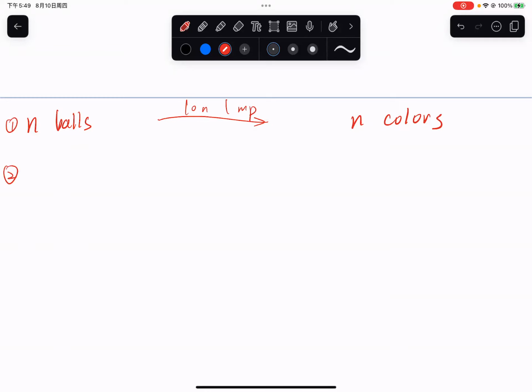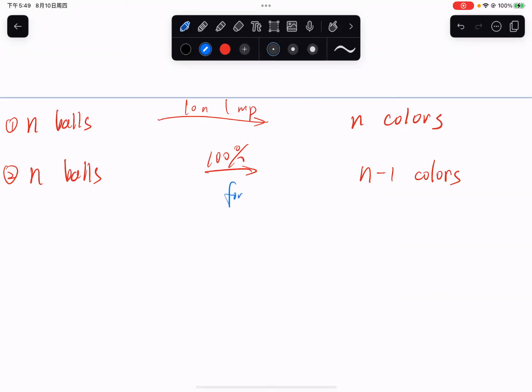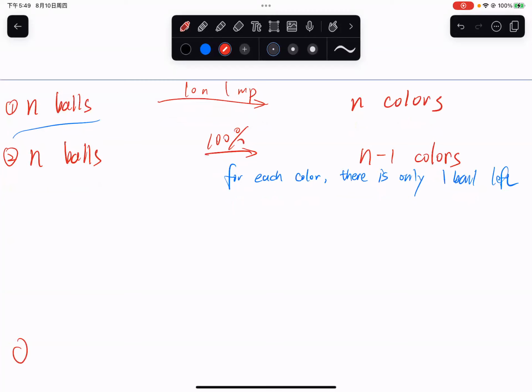At a certain state, we are still going to have n balls, but we have 100% only n minus 1 colors. Why? Because for each color, there is only 1 ball left, right, at the initial stage. Now let's jump all the way back to the last stage. Okay. So we are going to have n balls, and we are going to have 1 color.